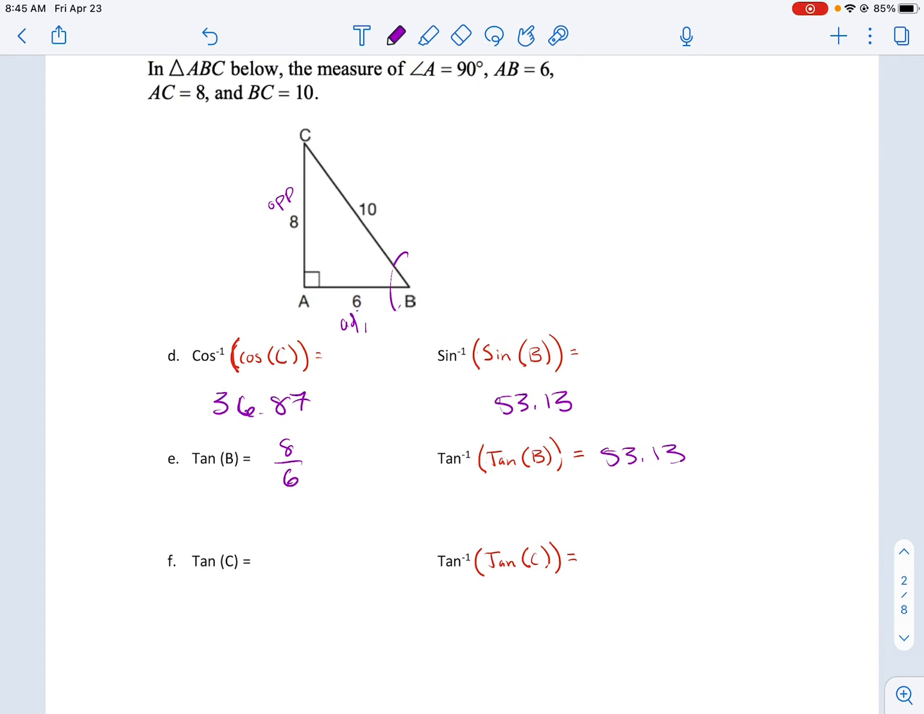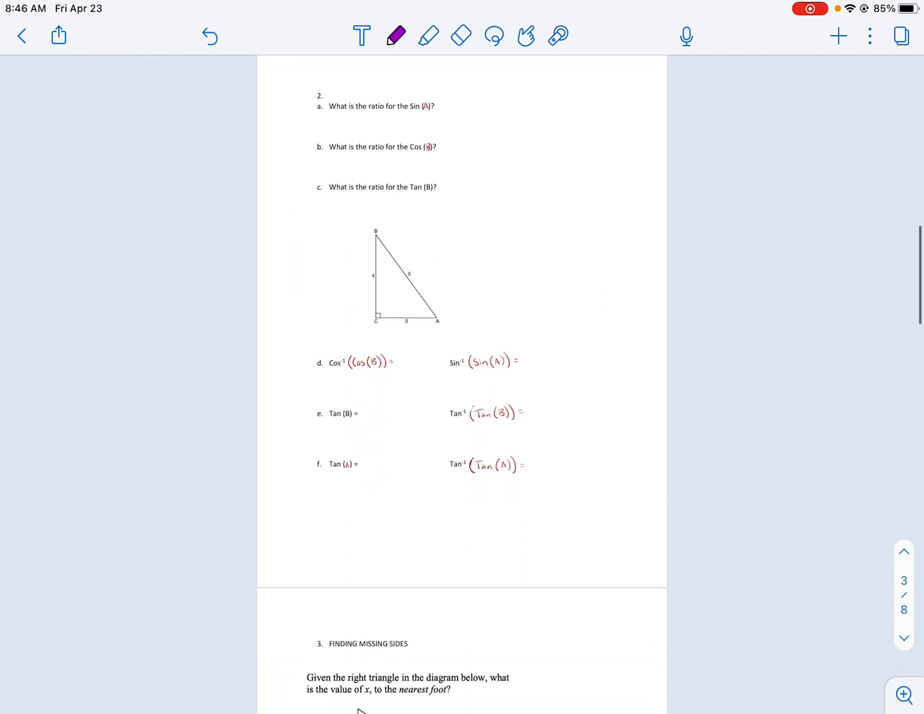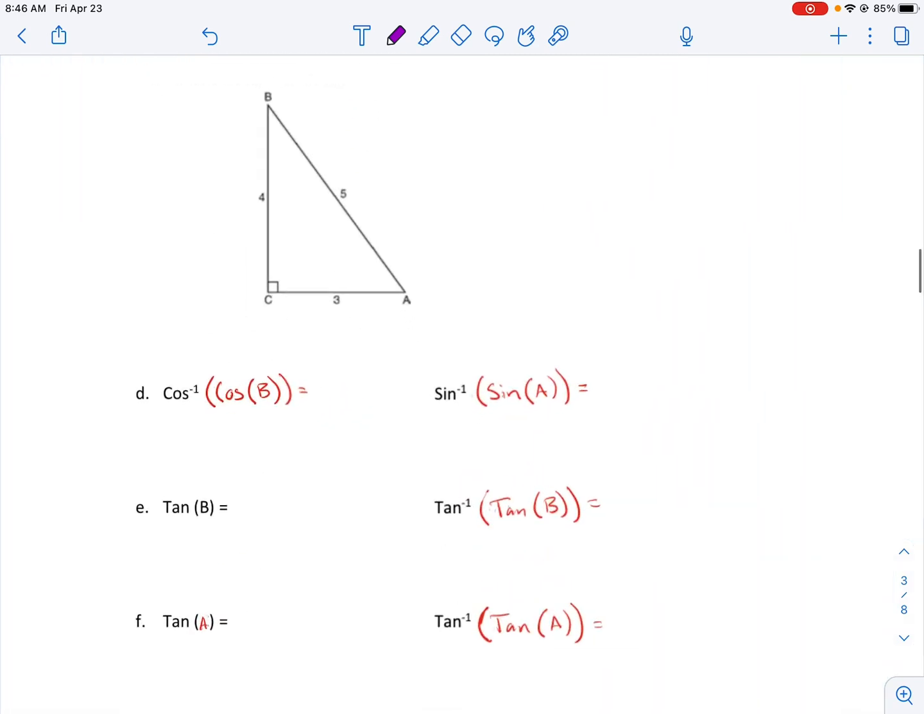Right, and down here, the tan of C. Okay, so switch it up a little bit. Adjacent over opposite. So if you notice that they just switch. Okay, so now this one's 6 over 8. And you take the inverse tan of 6 divided by 8. What do you think you're going to get? Oh boy, 36.87, which is the measure of that angle.